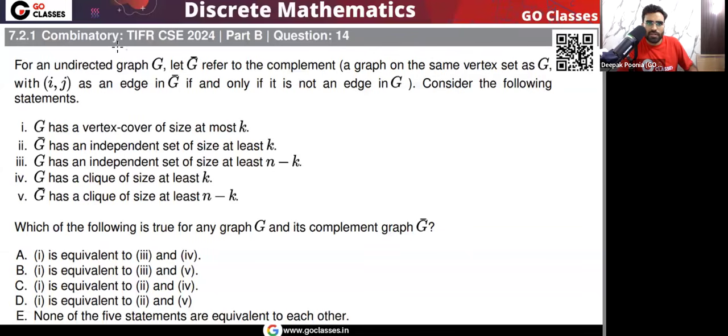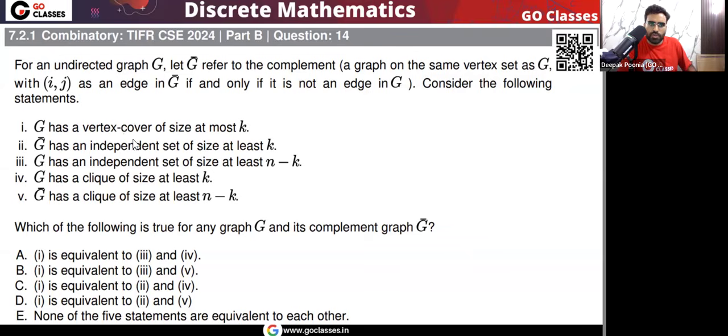Let's solve TIFR 2024 question based on relationship between vertex cover, independent set, and clique. So among these three concepts, vertex cover, independent set, and clique, there is a relationship, and this question is based on that relationship. Okay, so this is actually a very beautiful question.